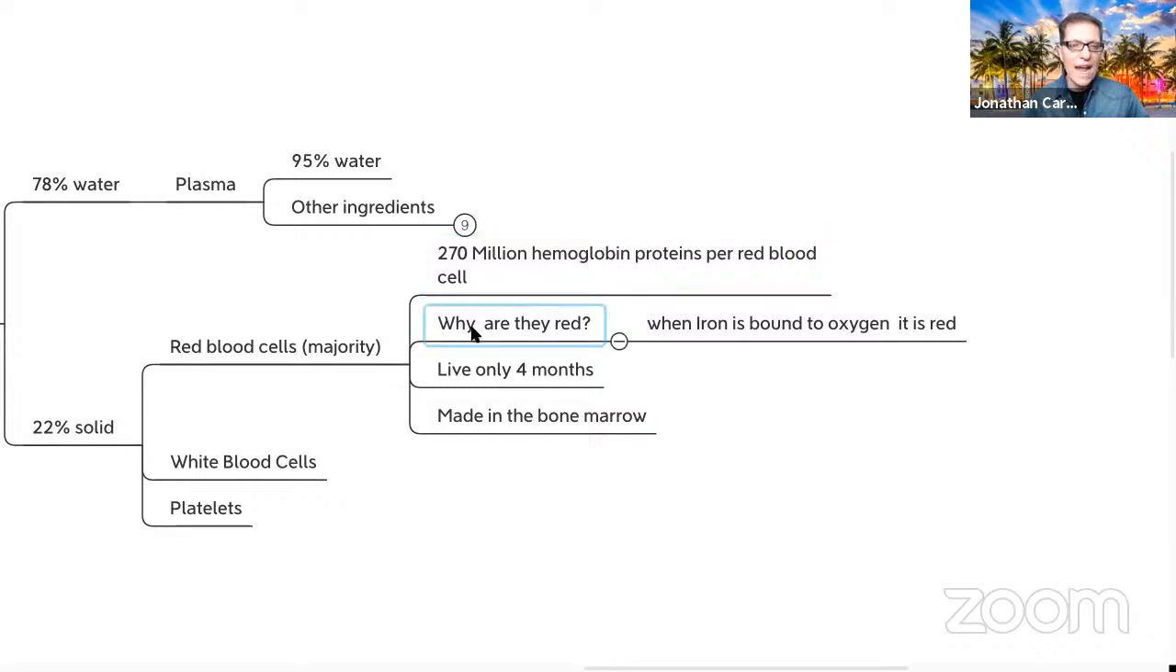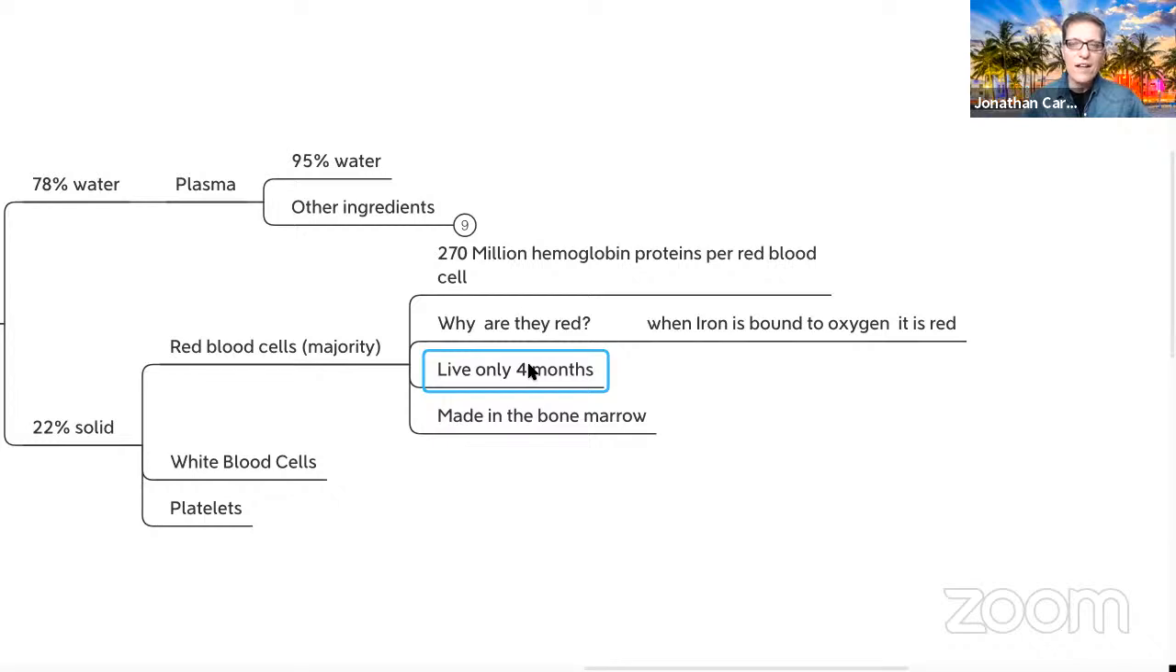Really incredible. And why are they red? They're red because when iron is bound to oxygen, basically it's red. Of course, that's why when there is no oxygen in the blood, or less oxygen, then it has carbon dioxide, the blood is darker and technically more on the bluish side when it's getting back to the heart and the carbon dioxide is being released. Red blood cells live only around 4 months.